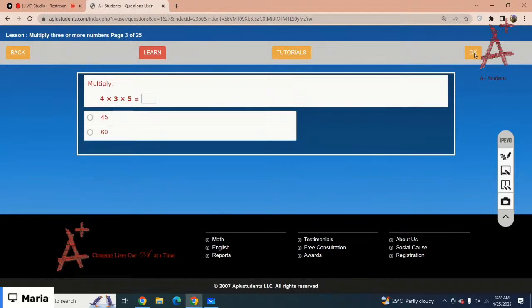Very good. The next one is 4 times 3 times 5. So, just make the pair of numbers. 4 times 3. So, 4 times 3 is 12, and 12 times 5 makes 60. So the correct option is 60.